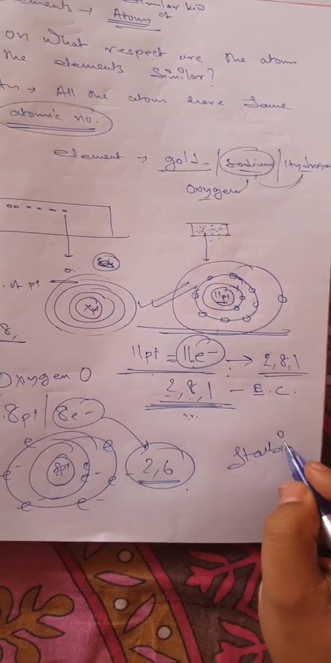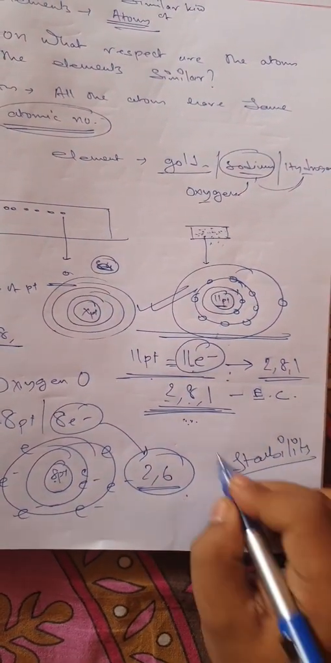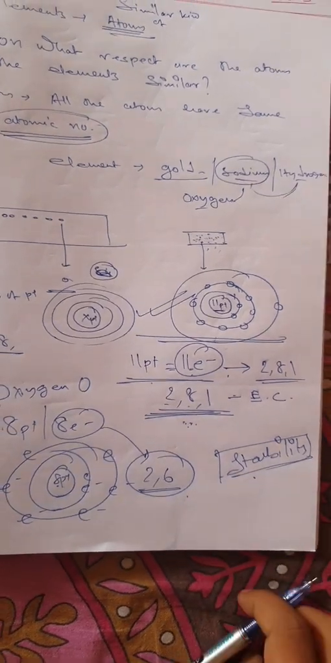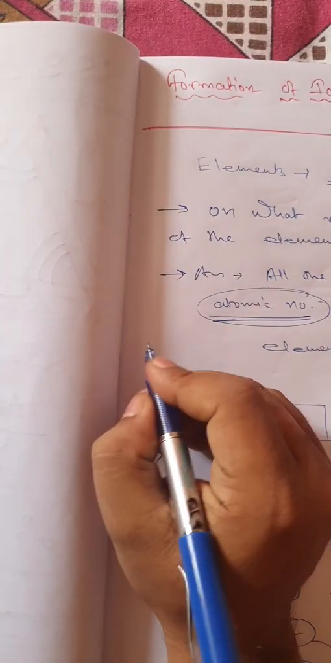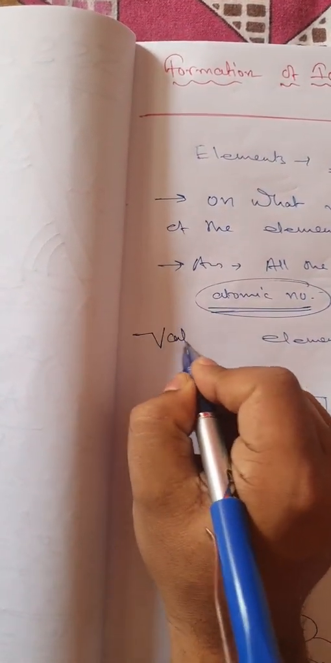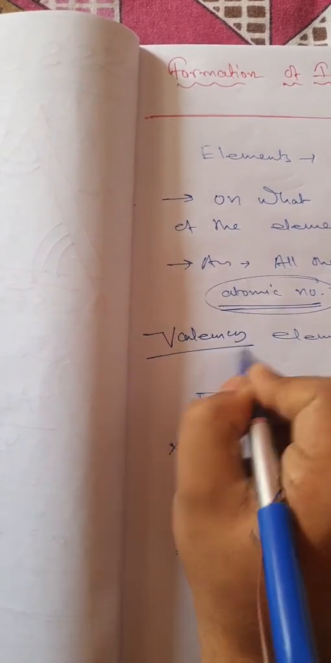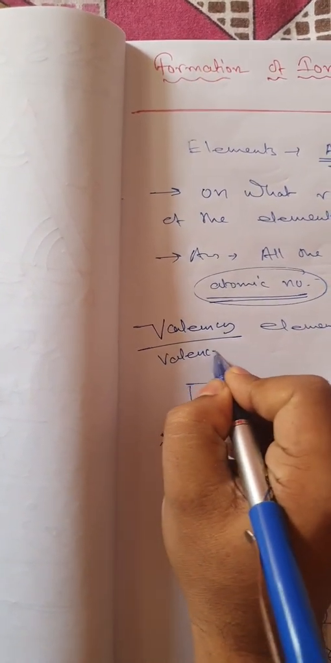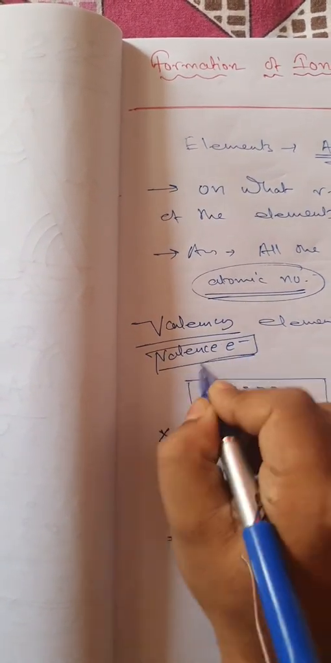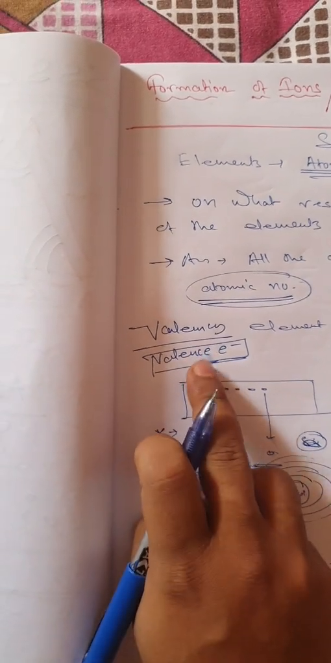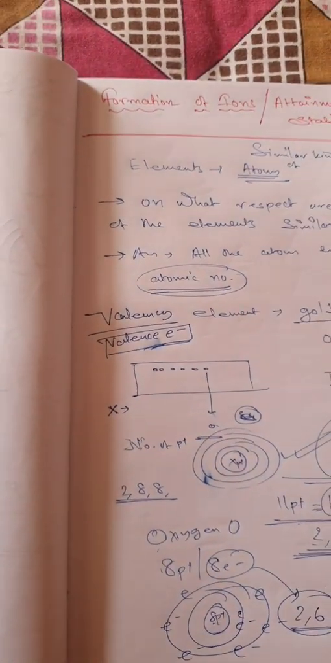Okay, which of the atoms are stable, or which of the atoms are not stable? Among the electronic configurations you learned in the previous videos, I have also told you about valency and valence electron. What is valence electron? The valence electron is the number of electrons present in the last shell.